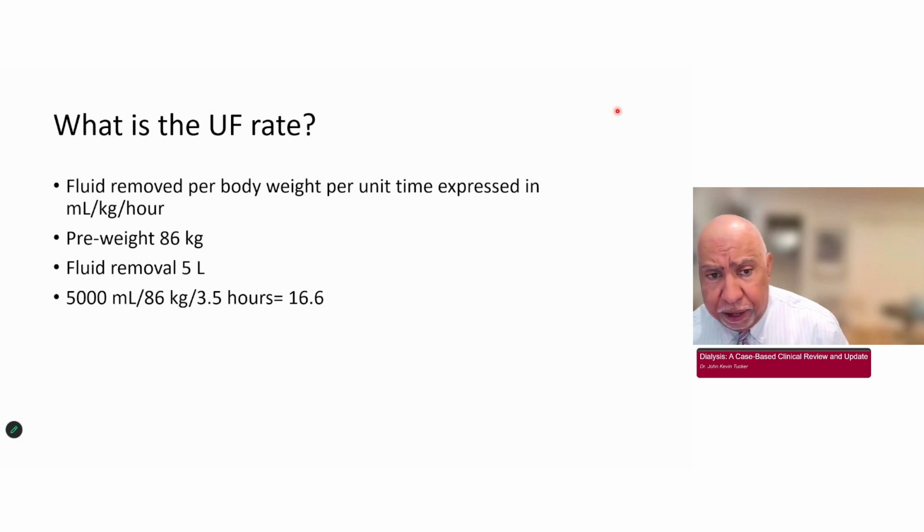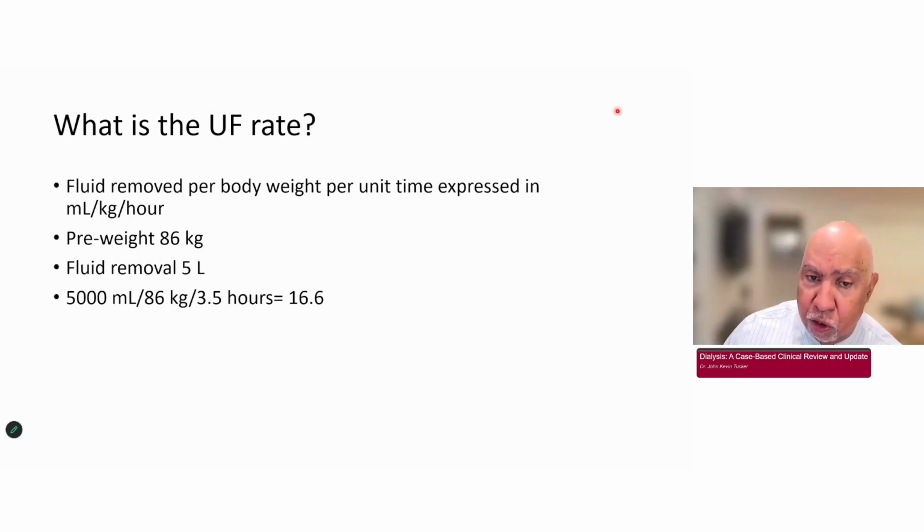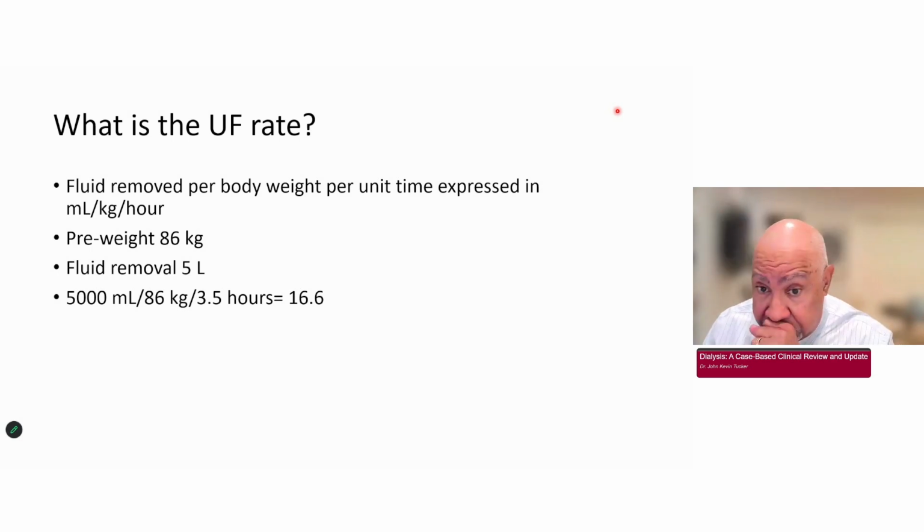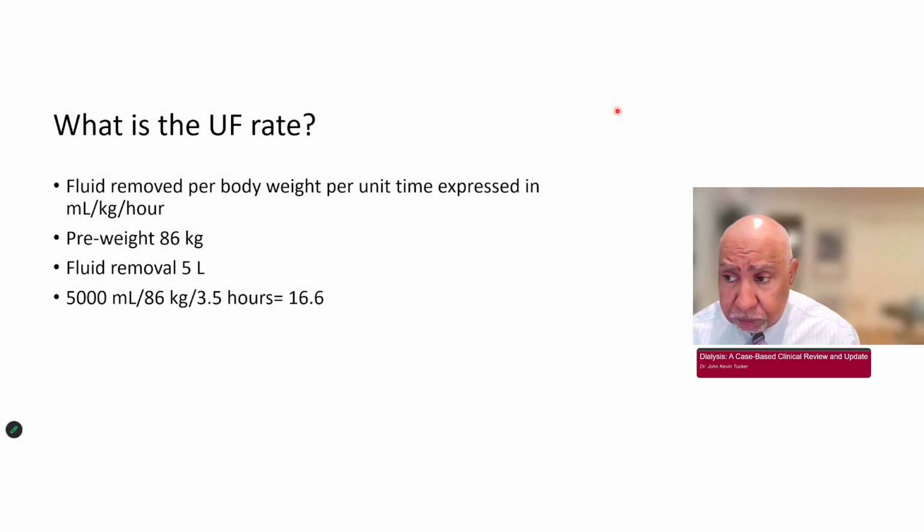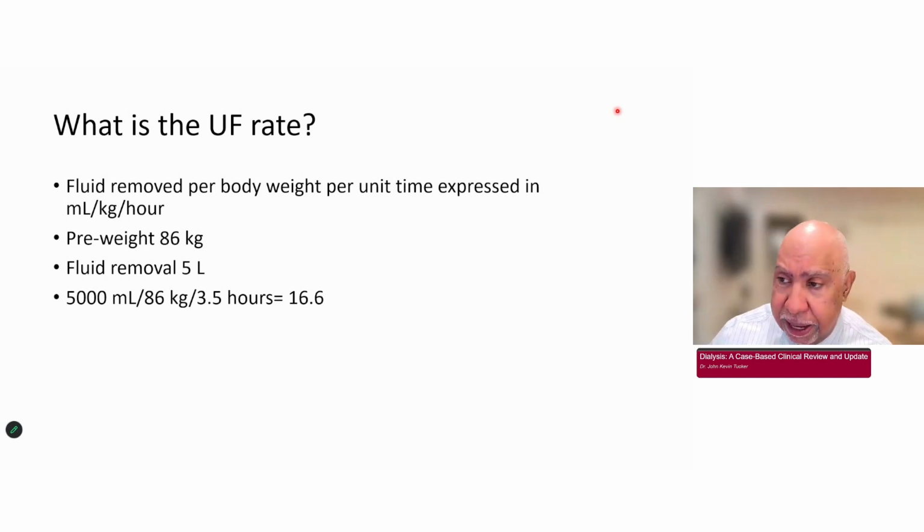So what is the UF rate? That's the fluid removed per body weight per unit time, expressed in mL per kg per hour. His weight was 86 kilograms. The targeted fluid removal was 5 liters. 5 liters divided by 86 kilograms divided by 3.5 hours comes out to a UF rate of 16.6.